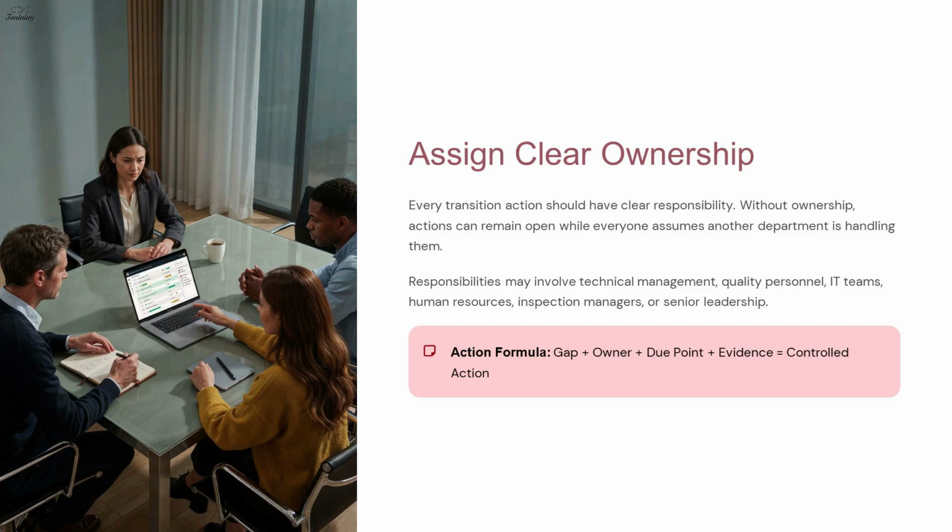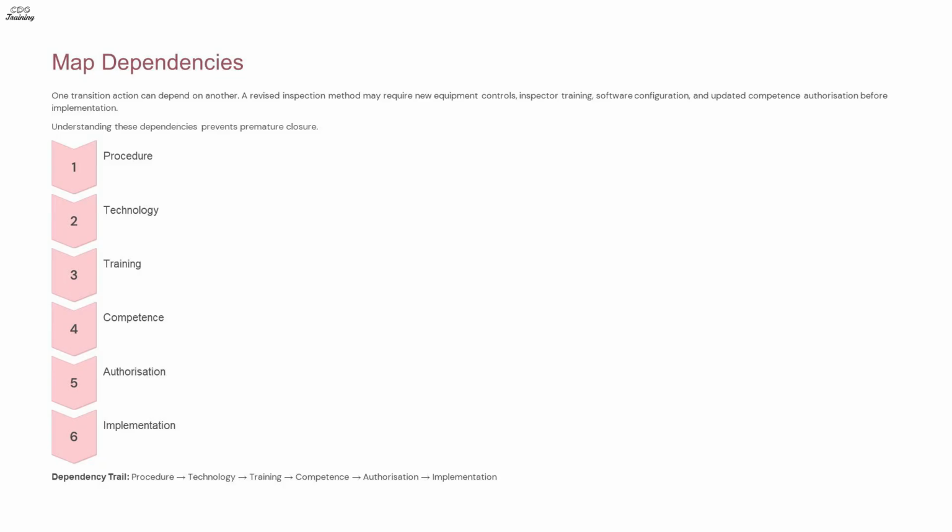Every transition action should have clear responsibility. Without ownership, actions can remain open while everyone assumes another department is handling them. Responsibilities may involve technical management, quality personnel, IT teams, human resources, inspection managers, or senior leadership. One transition action can depend on another. A revised inspection method may require new equipment controls, inspector training, software configuration, and updated competence authorization before implementation. Understanding these dependencies prevents premature closure.